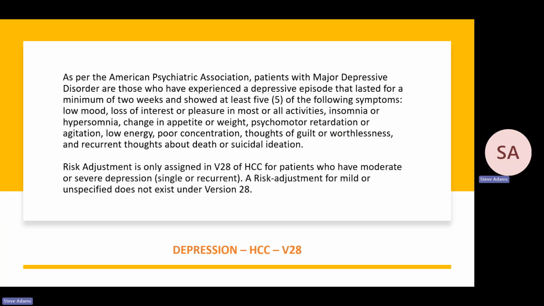So the educational tool that you get is just kind of a little bit of an overview, not just for the physicians, but also for the staff. And you'll see some information from the APA about a minimum of 2 weeks or showed at least 5 of the following symptoms. And that's major depressive disorders. And a lot of people always ask us what the difference for those two are. And then in the second paragraph, you'll see that risk adjustment is only assigned in V28 for patients who have moderate or severe depression, single or recurrent. So there is no risk adjustment for mild or unspecified.